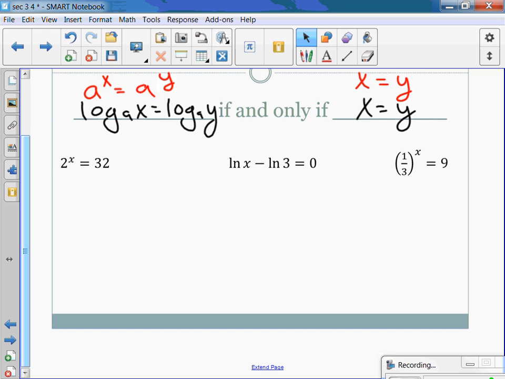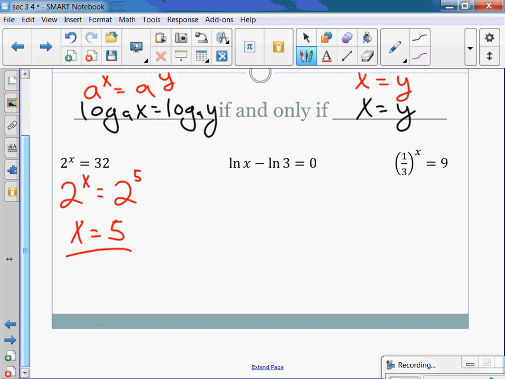I'm going to go ahead and take that 32, get that same base as the left side, so 2 to the x equals 2 to the... 2, 4, 8, 16, 32. Right. So we can rewrite that 32 as 2 to the 5th. I have the same base, so this tells me x equals 5.